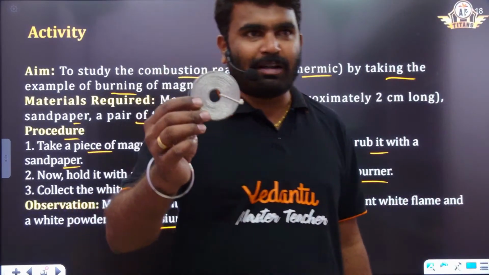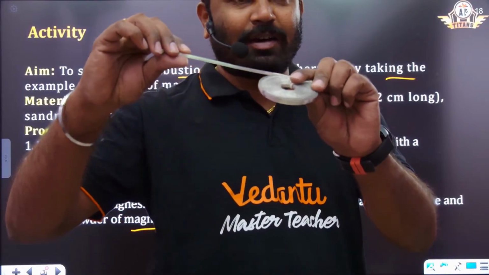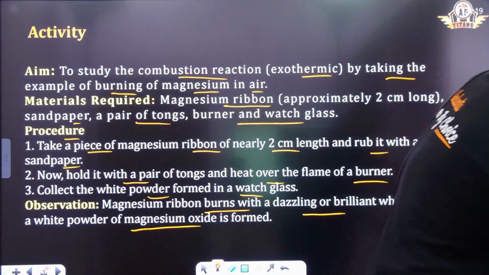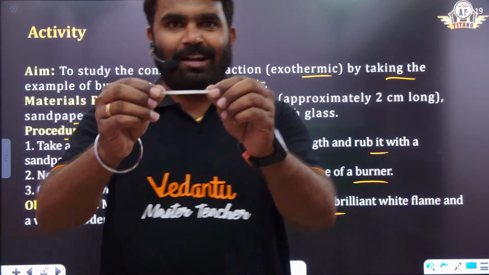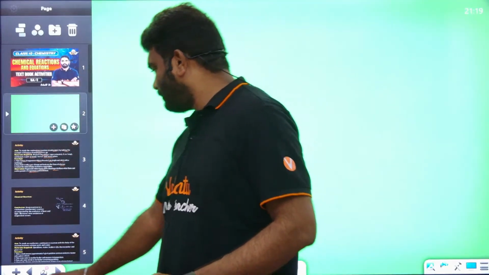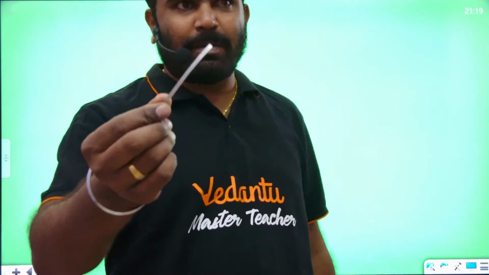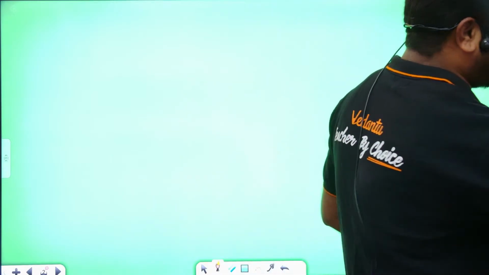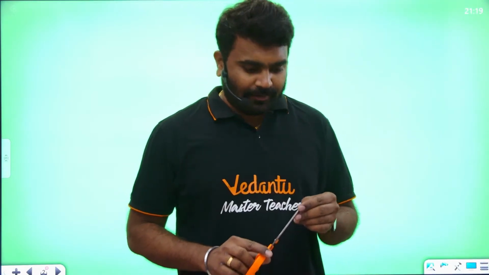So what is this beta? This is our magnesium ribbon. It is 2 centimeter long; approximately I have taken 2 centimeter long magnesium ribbon. Okay. So I don't have a pair of tongs actually. Already it is rubbed with paper, so no need to rub again.